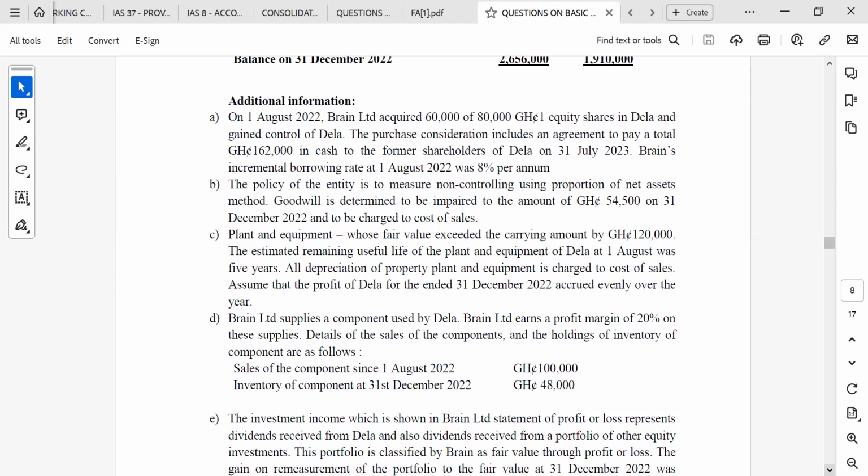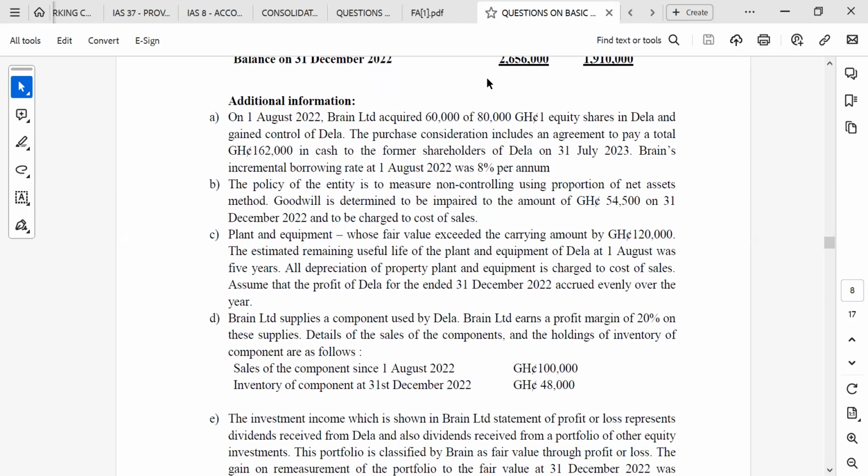Okay. So what do we do? We remove the sales. We assume that there should not be any sales between the group. So we go and remove the sales. That is the first thing. We look at that one.